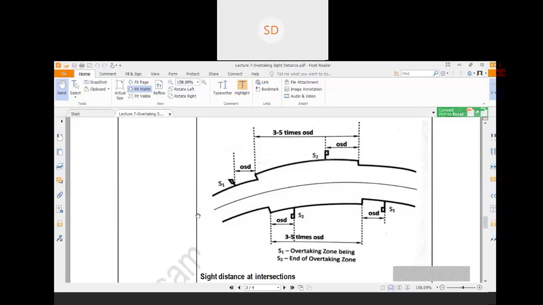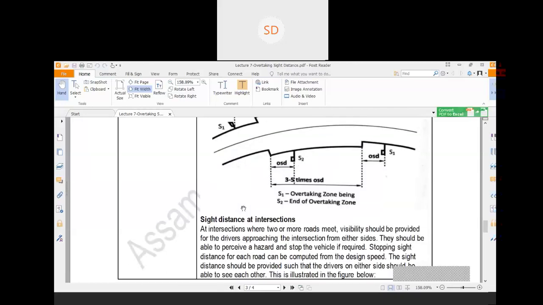So whenever a driver is approaching, at that position he will get to know that an overtaking zone is ahead of him. After that, suppose some overtaking operation has taken place. Whenever he intends to leave that overtaking zone, again he will be informed by another signpost that his overtaking zone is coming to an end. So basically, that is the overtaking zone.